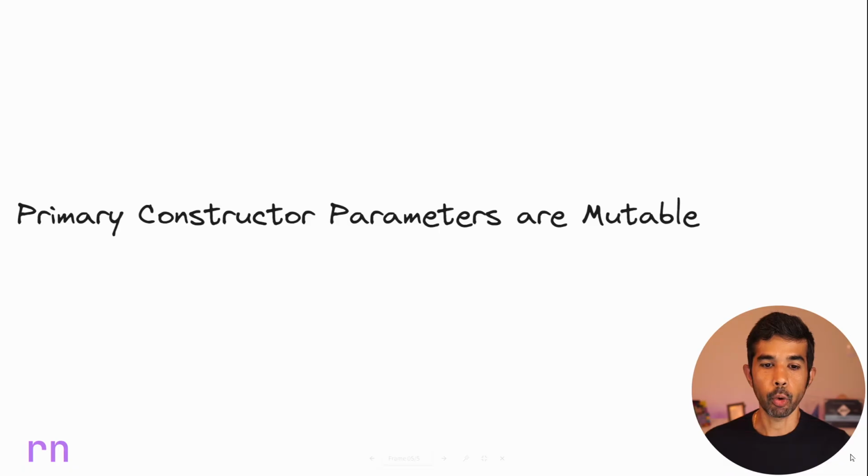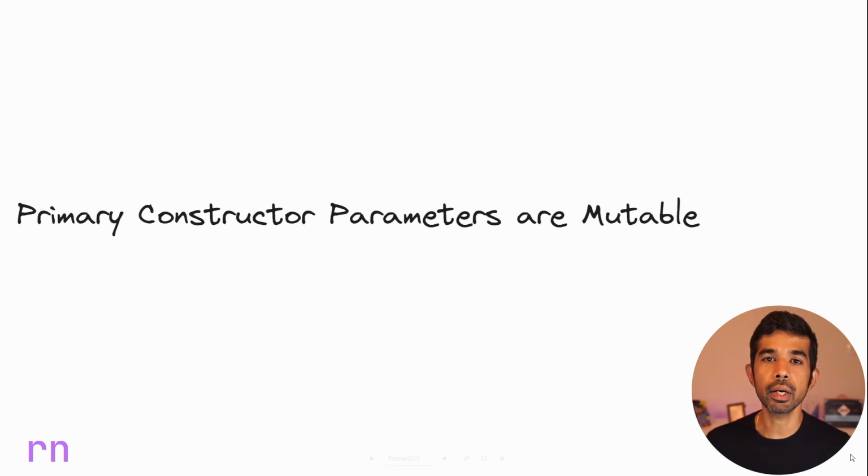Primary constructor parameters are mutable. This is one of the things that you need to keep in mind when using primary constructors, and also one of the reasons that I don't prefer using this in a lot of use cases. Being mutable means you can change the values of these parameters anywhere inside your type code.